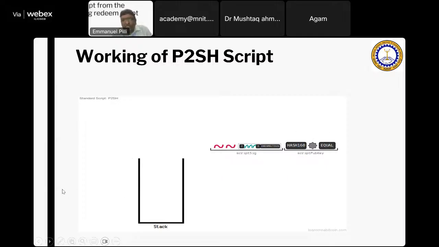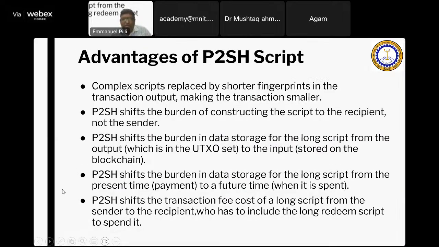So complex scripts are represented by a shorter fingerprint. That is the advantage of P2SH. It shifts the burden of supplying the script to the recipient, not the sender. The sender doesn't have to put all the script in the transaction, so it doesn't go into the UTXO. Script doesn't go into the UTXO.